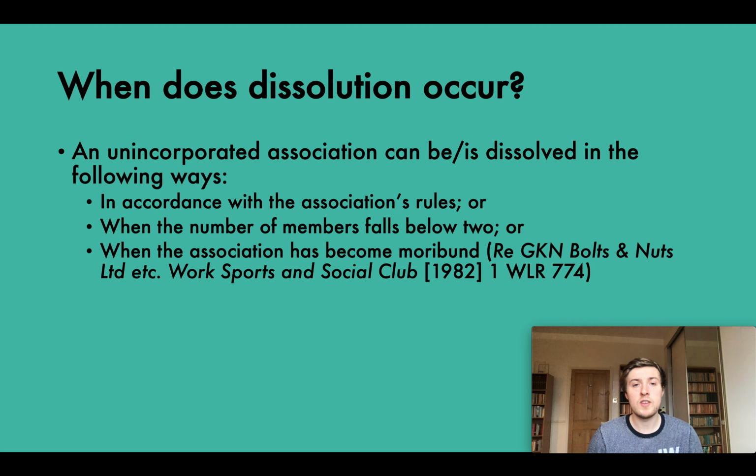And thirdly, when the association has become moribund. Okay, so the third way in which an unincorporated association dissolves is if it has become moribund. In other words, it is in a dying state or nearing death. So under the final heading, an association will dissolve when it ceases to function. It might cease to function due to some external event, for example, an allotment association when the allotments have been purchased by the government, or maybe due to inactivity.